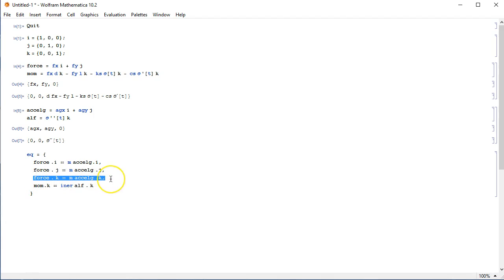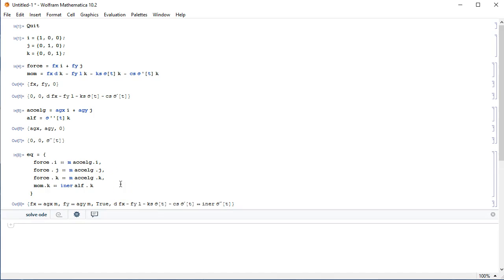And then the second equation here is the summation of forces in the J equals mass times acceleration. Summation of forces in the K, and obviously this is going to be dumb because there are no forces in the K direction, and there is no acceleration. So that's going to give me 0 equals 0 on that. You'll see what happens there. And then here's your summation of moments in the K direction, so counterclockwise equals inertia times angular acceleration. And so we'll execute that.